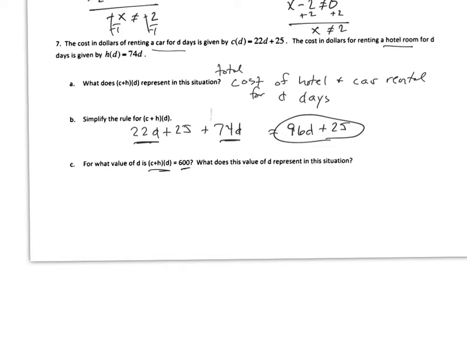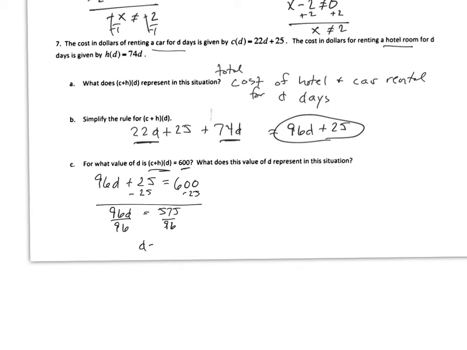So we're just going to set up 96D plus 25 and say that whole thing equals 600, because this is total cost and the 600 is the cost. And now we have an equation to solve. So move the 25 over. 96D is equal to 575. And then divide by the number next to the letter, the 96.